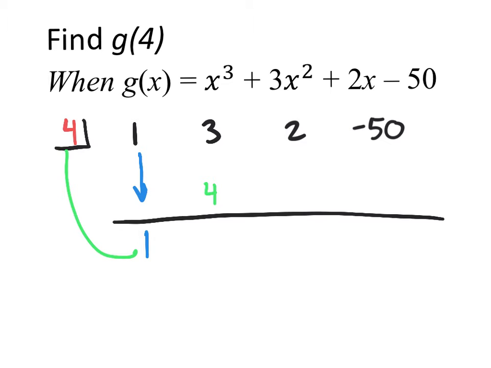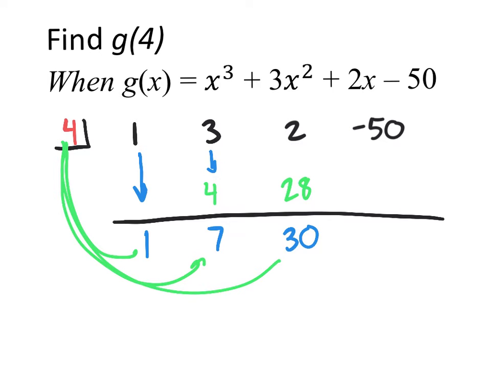As you go down, you combine. 3 plus 4 is 7. As you go up, you multiply. 4 times 7 is 28. As you go down, you combine. 2 plus 28 is 30. As you go up, you multiply. 4 times 30 is 120. As you go down, you combine. Negative 50 and positive 120 is positive 70. Do you understand that? Yes?